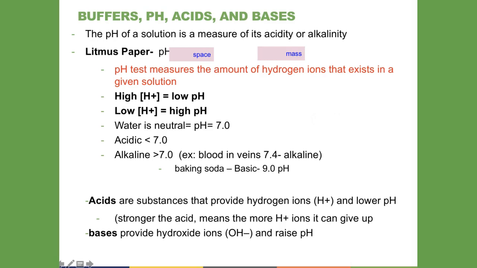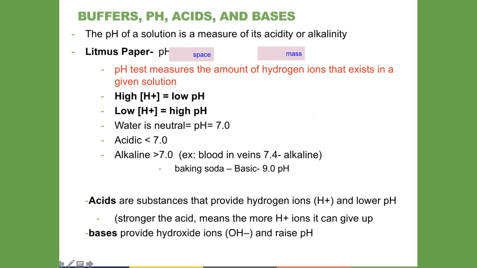If it's a high number of hydrogen ions, that means it's a very low pH, or it's very acidic. If it's a low number of hydrogen ions, then that's a very high pH, okay? Or it's very basic. Water is neutral, which is around a pH of about 7. Like I said, acidic is less than 7.0, and alkaline is greater than 7.0. An example is blood in veins, which is around 7.4, and baking soda is basic, around 9.0 of pH.